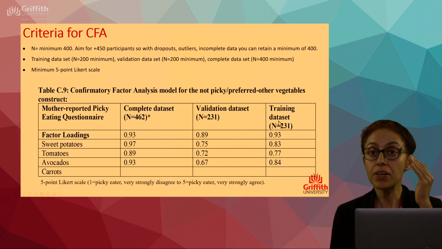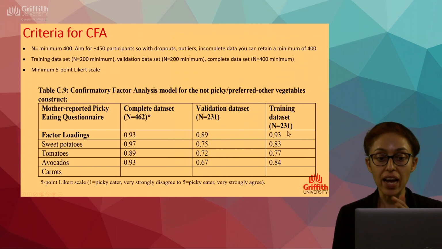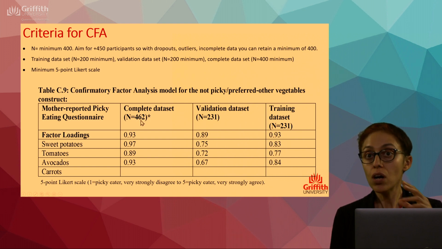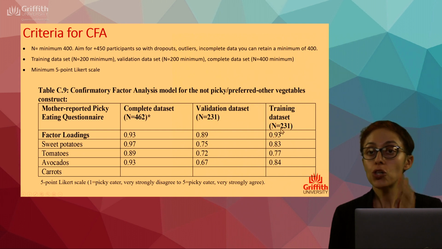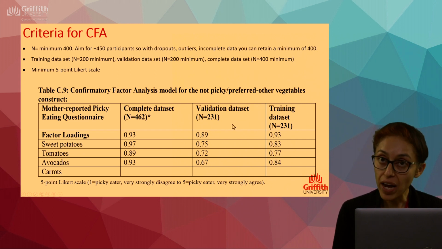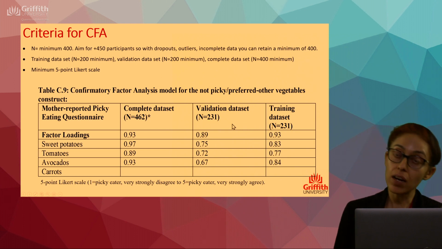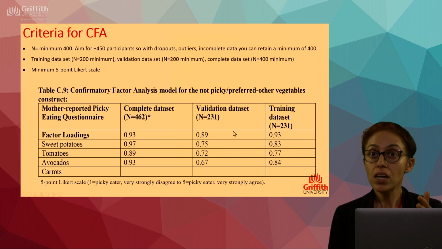The first level is a training data set, which you do on half of the sample. So like I had 462 was my sample size. I did it on half of my sample, which is 231 children. Then you do it on validation data set. You do it on the other 50% of your data set, which is the other 231 children.